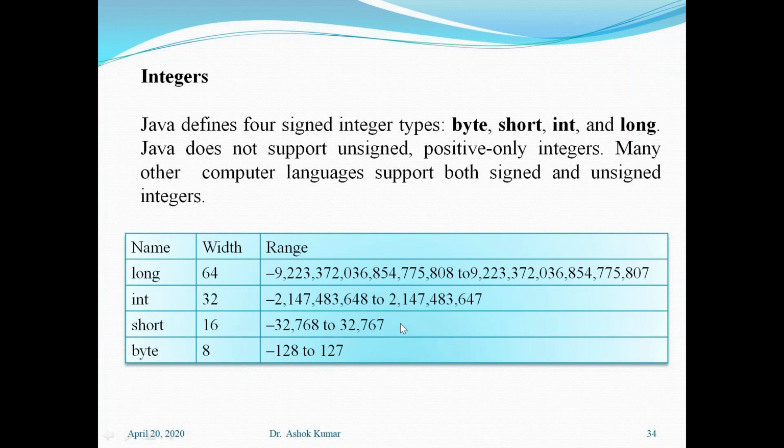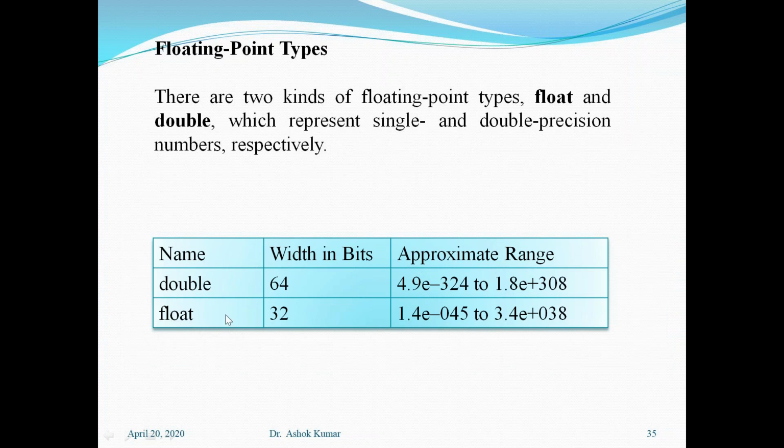Then comes the floating point data type. We have 2 data types under this category. One is float. If you use float, then 4 bytes of memory is allocated, and if you declare a float variable in your program, it can store any number in this range. E here represents 10 raised to the power, so from 1.4 times 10 to the power minus 45 to 3.4 times 10 to the power 38. So this is the range of the floating type number.